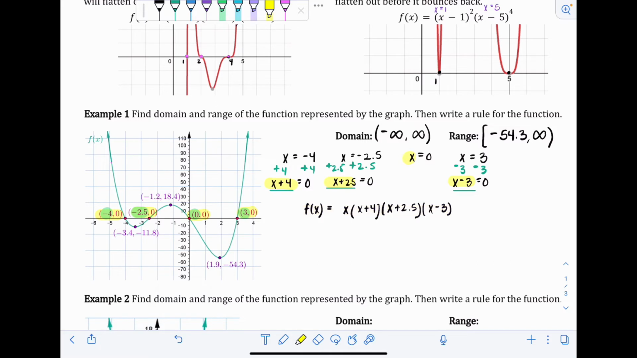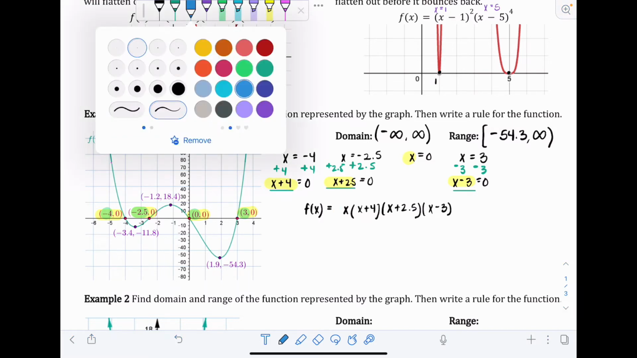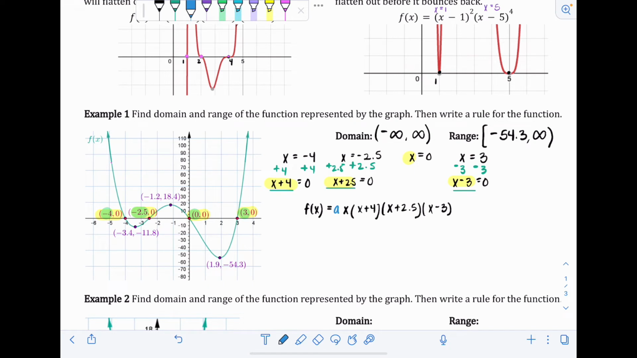So to find that number, it's going to be a constant out in front of the function, and that's just going to make sure that we go through all the exact points. We use the letter A. So I'm just going to put an A out in front. That's a really big A. And then that's multiplied by everything else.